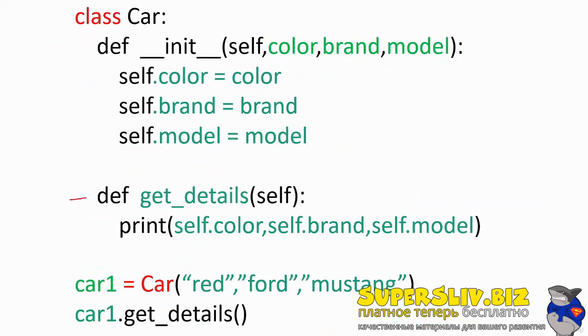Now let us talk about methods. Methods are the functions inside the class or object. So the syntax of a method is similar to a function, except we have to put the self keyword within the parentheses. Now I have created the method called getDetails. It will print color, brand and model when we call the method. This is the way of calling a method. We specify the name of the object, then put a dot, then the name of the method.